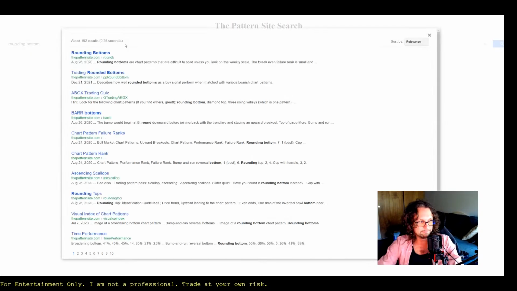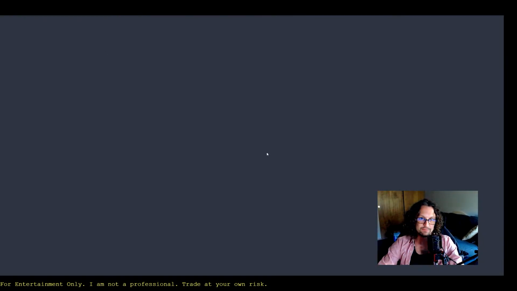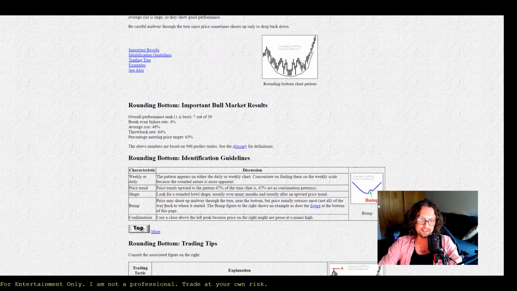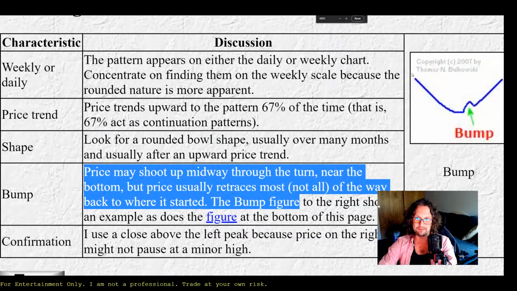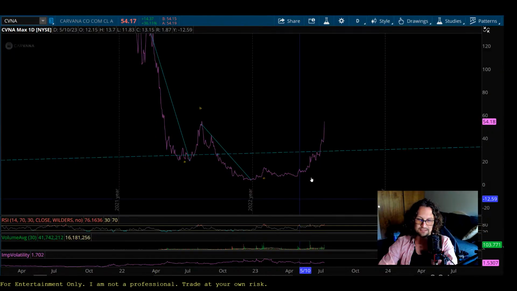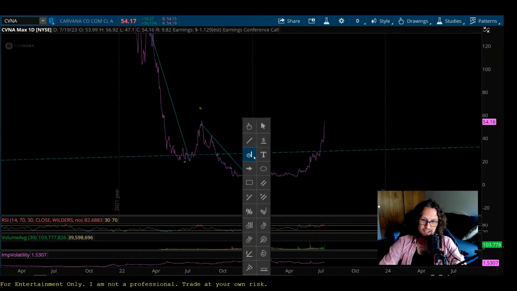Rounding bottom. I think Bulkowski actually mentions that there's a heave bump. Price may shoot up midway through the turn. Do you know what that is right there? See this bump? Look at this bump. I'm gonna blow up. Look at this. Bump. Bump. That is right here, and it's wave 4.